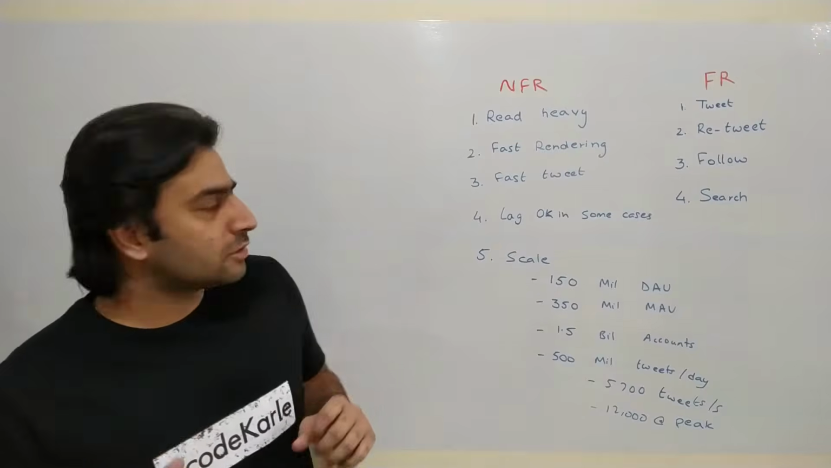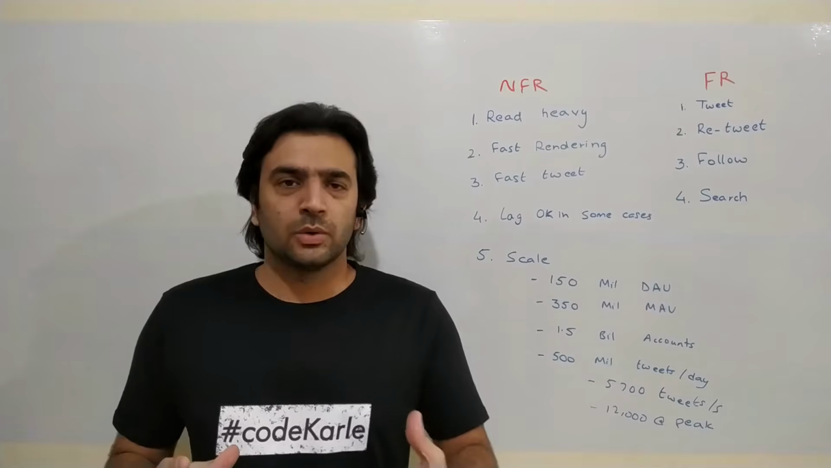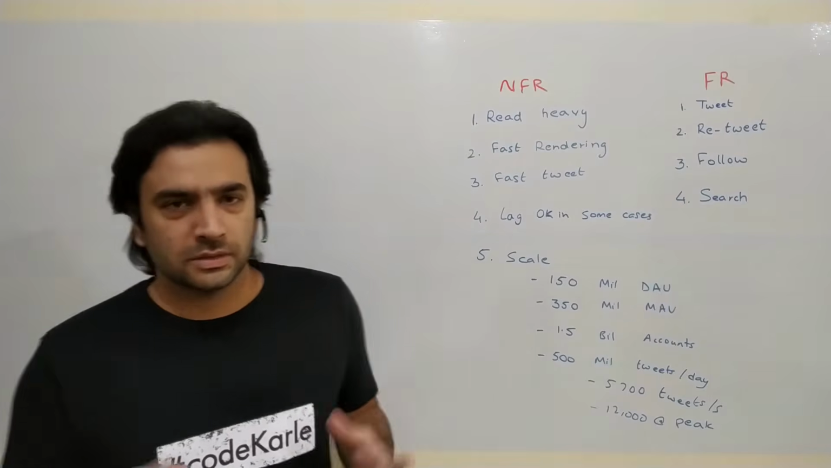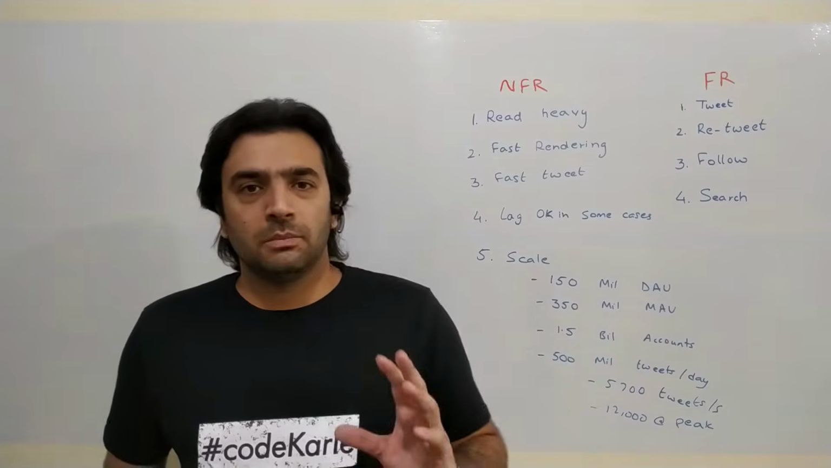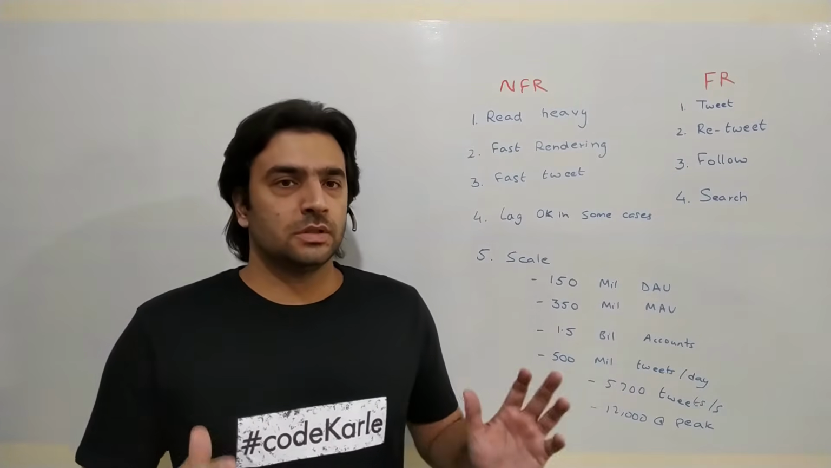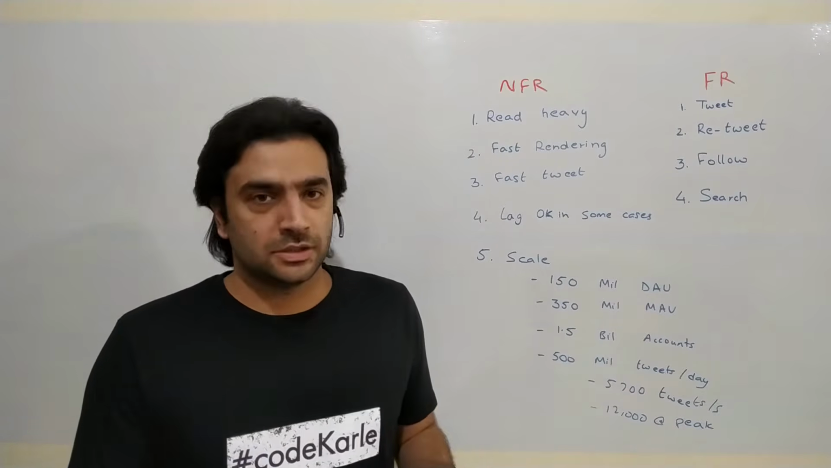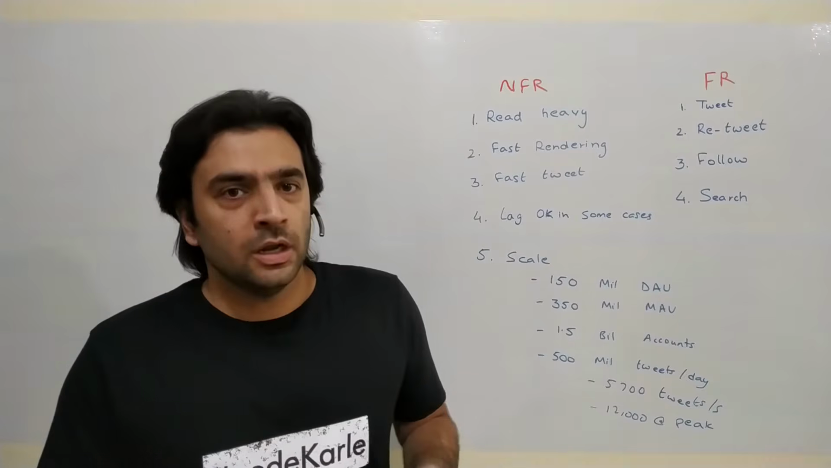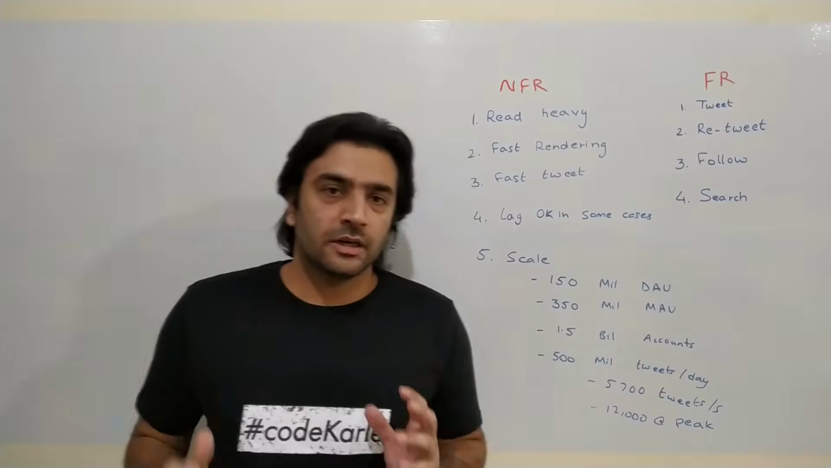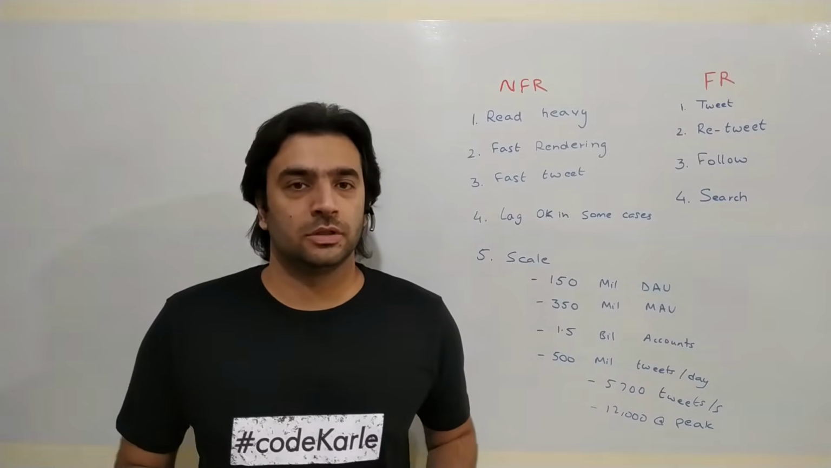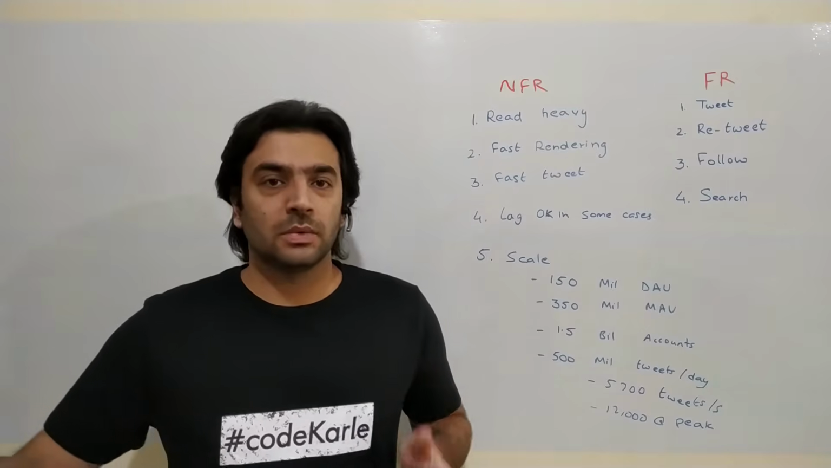Okay. Now let's look at some scale numbers. These are probably real Twitter numbers, but I'm not sure how correct they are. I just read them somewhere, so I'm quoting that. Twitter has roughly 150 million daily active users. What this means is 150 million users access Twitter daily on the read path at least. Some of these could be writing as well, but most of them would be reading. Okay, and Twitter has roughly 350 million monthly active users. Again, 350 million unique users access Twitter on a monthly basis.